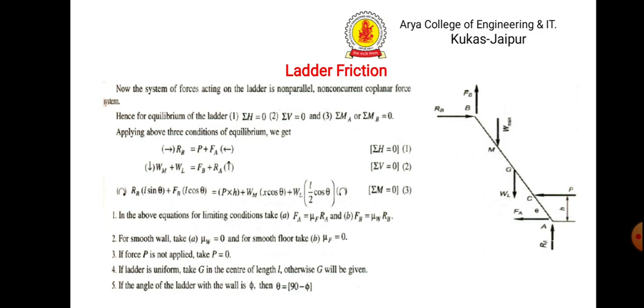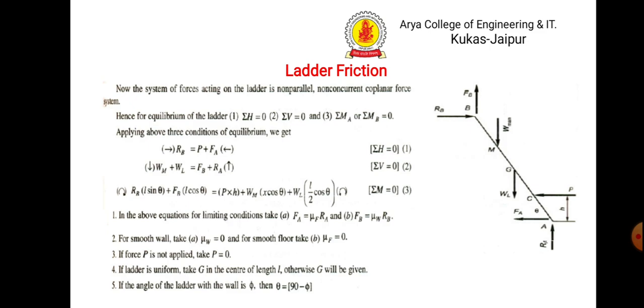For limiting conditions, take Fa equals mu f into Ra and Fb equals mu w into Rb. Suppose it is given in the problem that the wall is smooth. So in that case, mu w will be 0. If mu w equals 0, then Fb will equal 0.